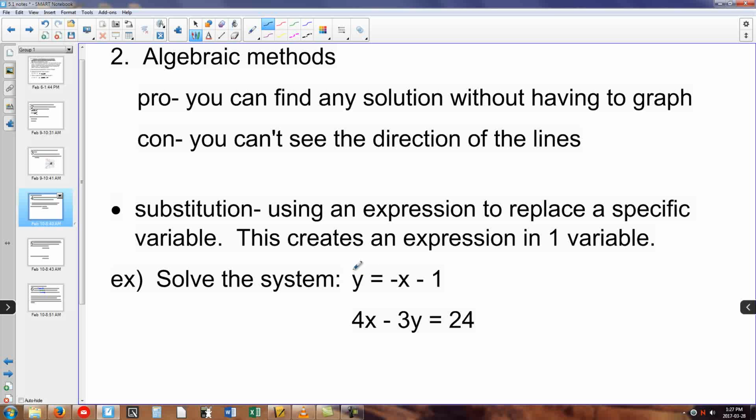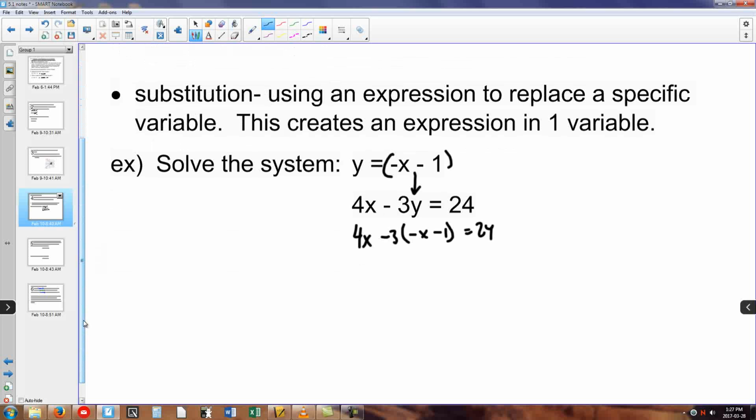Whenever we have a variable that's easy to get alone, like this y is alone, we can say what it's equal to and replace it in the other equation, making 4x minus 3 times (-x minus 1) equal 24. So now all I'd have to do is clean up via distribution. This would be 4x plus 3x plus 3 equals 24. This becomes 7x. I'm going to minus 3, equals 21. So x would equal 3.